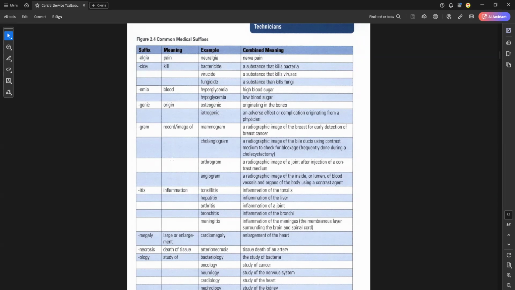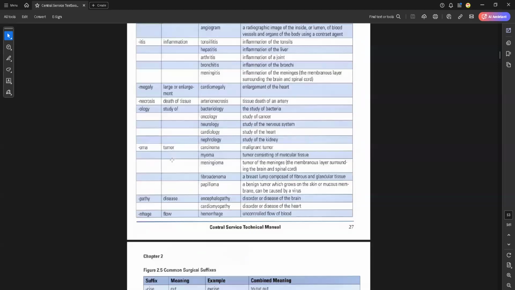We are very familiar with these things, those of you from Ghana. I believe most of you are from Ghana. Yes. So cide means to kill, and then we have emia, also the blood, genic, gram. Itis, inflammation. We saw that already. Then we have raphy, etc. So these are all examples, and as I said, in this area you just have to spend some time to get yourself familiar.